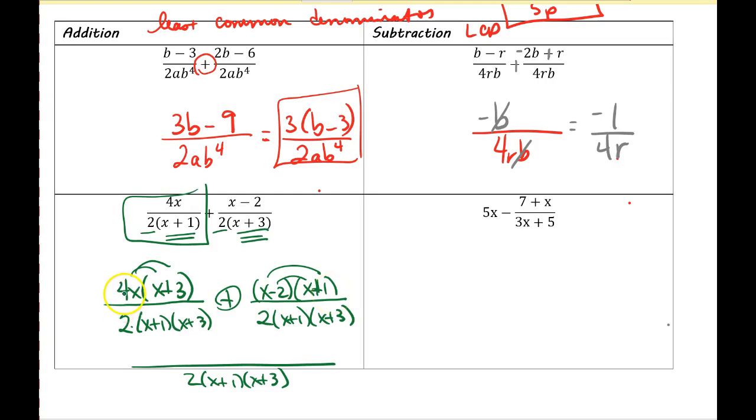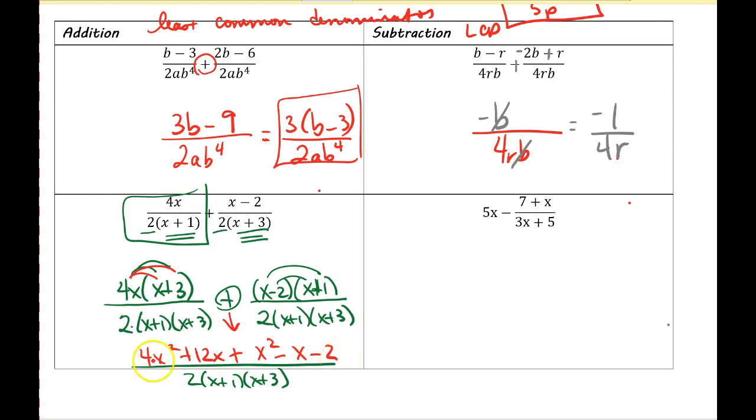So in the numerator, I'll switch colors here. This one is now going to become 4x squared plus 12x, okay? Plus, I'm bringing down that plus sign from the middle. Now I FOIL this side. X squared plus x minus 2x minus 2. So this is me foiling and just doing the middle steps in my head, okay?